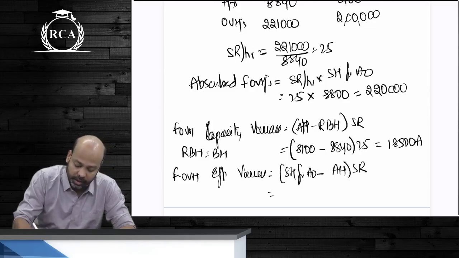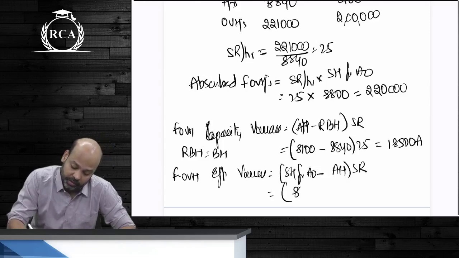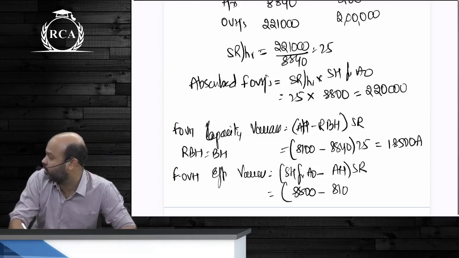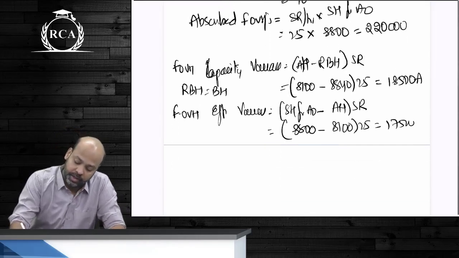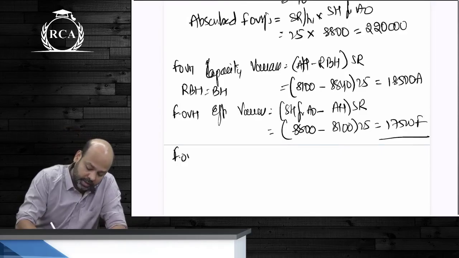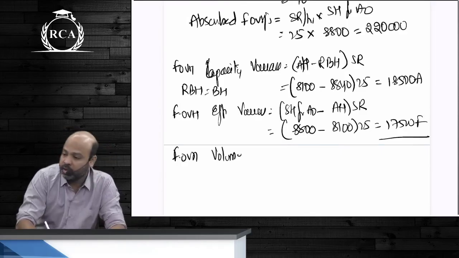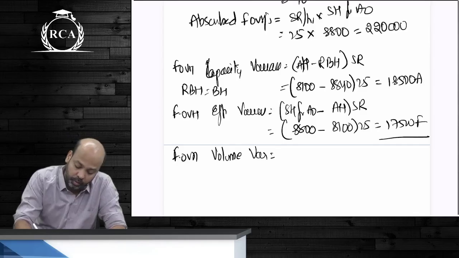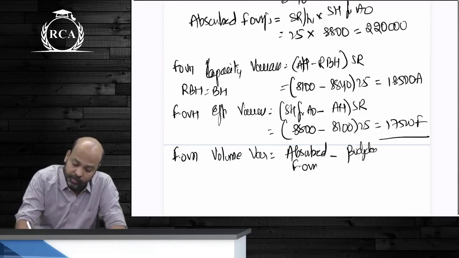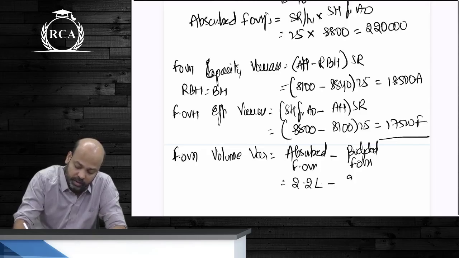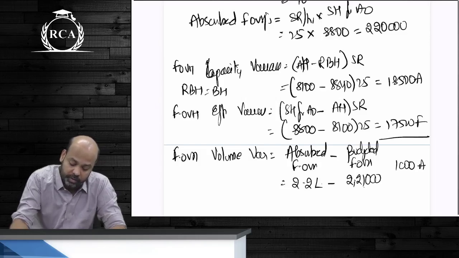Fixed overhead, guys, efficiency variance will be equal to standard hours for actual output minus actual hours, multiplied by standard rate. Standard hours for actual output was 8,800 minus 8,100 multiplied by 25. That is 17,500 favorable. If you add these two, guys, I'll get fixed overhead volume variance. That was not asked, I am just writing it. That will be equal to absorbed fixed overheads minus budgeted fixed overheads. Absorbed I have already written above, beta. It is 2,20,000 minus 2,21,000. You will get an adverse variance of 1,000 adverse.